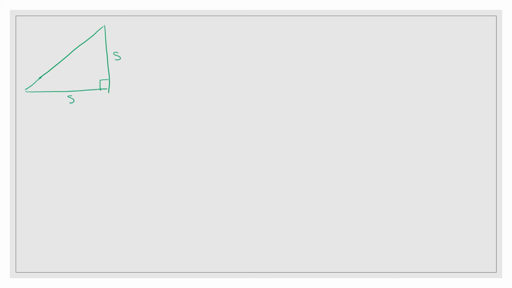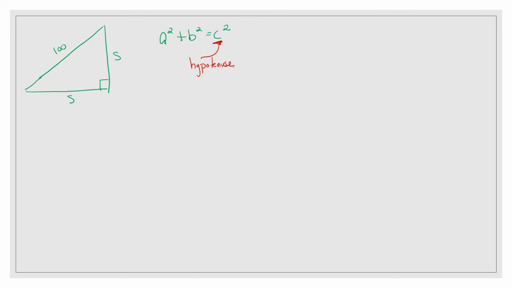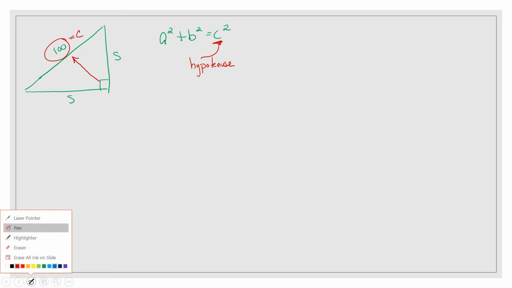This is S, this is S, this is 100. We said we have a squared plus b squared equals c squared. Which do you have to remember? Which one do you have to identify correctly, the A, B, or the C? Good, the C. The C is the most important. Remember, the C represents the hypotenuse. And in a right triangle, the hypotenuse is always across from the 90-degree angle, which means in our case, C is equal to this 100. With me?